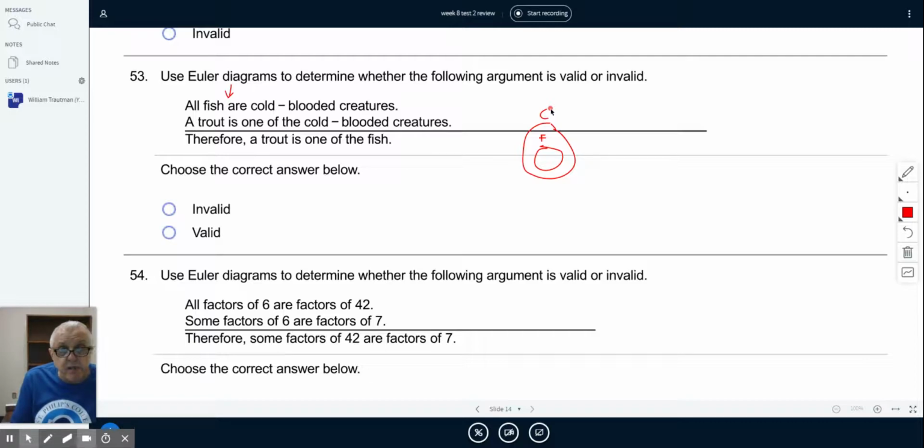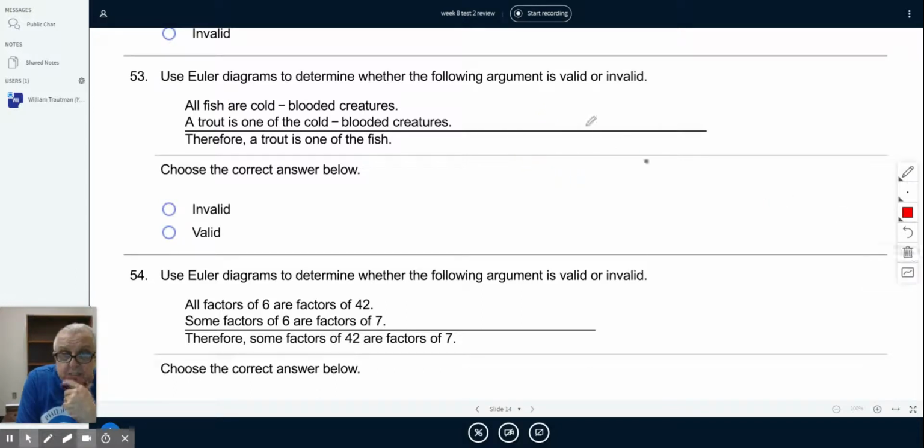Therefore, a trout is a fish. Oh, we forgot to do a trout. A trout is one of the cold-blooded creatures. Well, we know a trout is a fish, but they didn't tell us that. A trout is a cold-blooded creature.